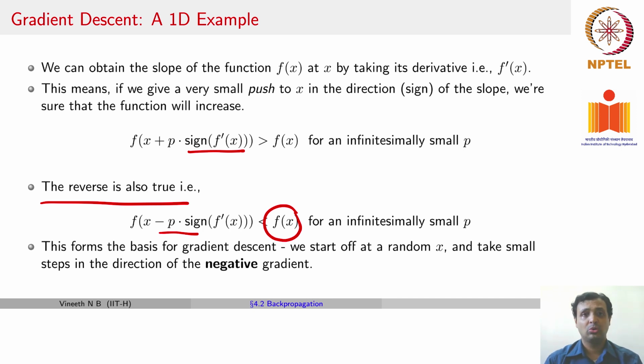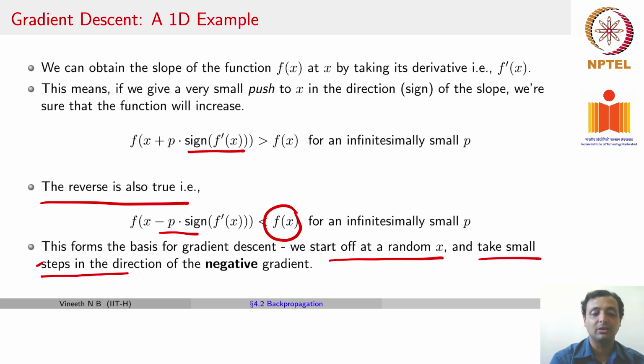That should give us a clue, which means if I take the gradient at a particular point x and I go one step in the negative direction of the gradient, I'm going to find another point x where the function value will be lower. Which means if I keep repeating this over and over again, I'll finally reach a point where the function value is the least. This is the basic idea of gradient descent. We start off at a random x and keep taking small steps in the direction of the negative gradient, and we iteratively reach a point at which f of x is the least.